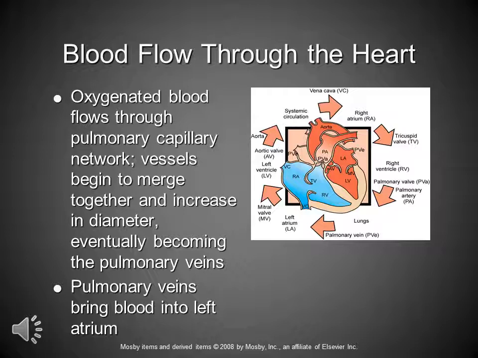At that point, blood, which is then high in oxygen, low in carbon dioxide, we've gotten rid of the bad air, we've taken in the good air, is going to flow through pulmonary capillaries, start to come together into larger and larger vessels, and then finally we're going to end up with large vessels called pulmonary veins. Again, veins because it's going to the heart, and the pulmonary veins are going to bring blood rich in oxygen back to the left atrium of the heart.